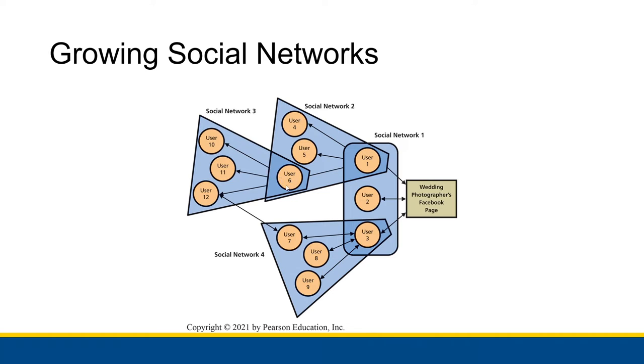So then that information gets passed down to users 10, 11, and 12. Hey, users 10, 11, and 12, your friend or fellow community member, user 6, really liked this Facebook page. So do you want to check it out as well? And so on and so forth. User 12 spreads it to user 7, who's able to spread it to user 3.